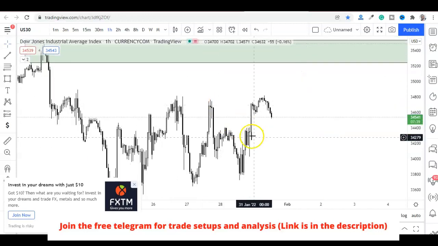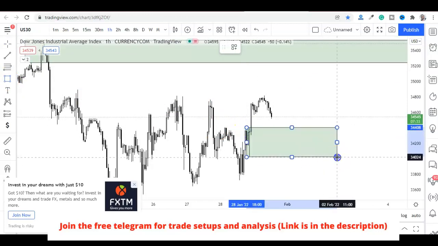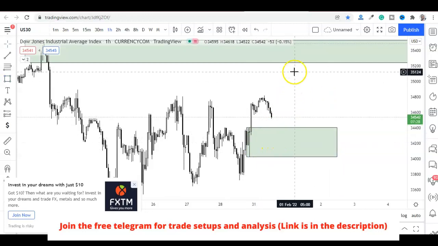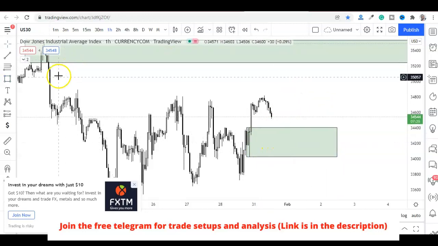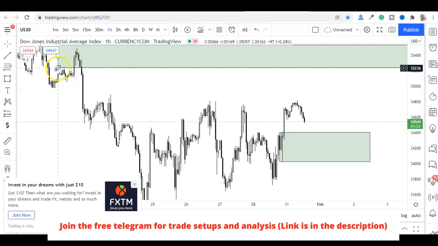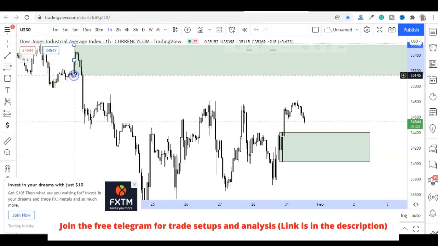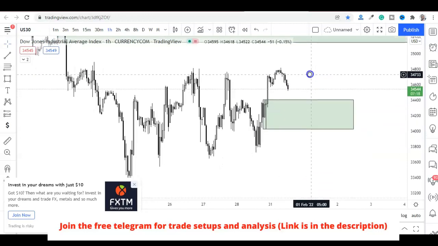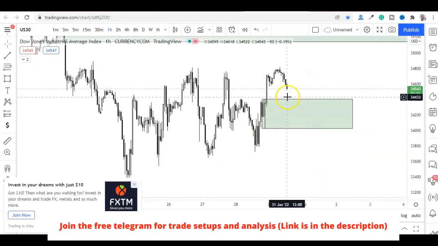We can decide to buy, okay, because a pair or an asset is heading downward doesn't mean you can't buy. I can decide to hedge here, buy here, down, up until this imbalance filled here on the 1 hour. Buy here, sell here. Okay, that's the play.